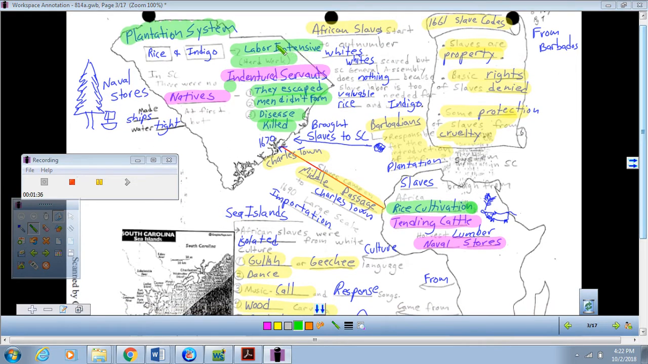Now, most of South Carolina's labor source was African slaves. These African slaves first came with the Barbadians, who were British that lived on the island of Barbados, but brought their slave system and slaves to South Carolina. The Barbadians also brought their established slave codes, which said slaves are property, they have no rights, but there was some protection against cruelty.